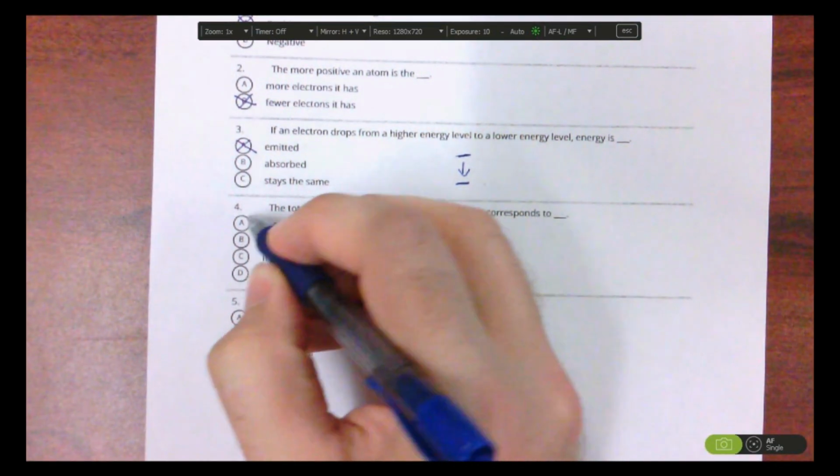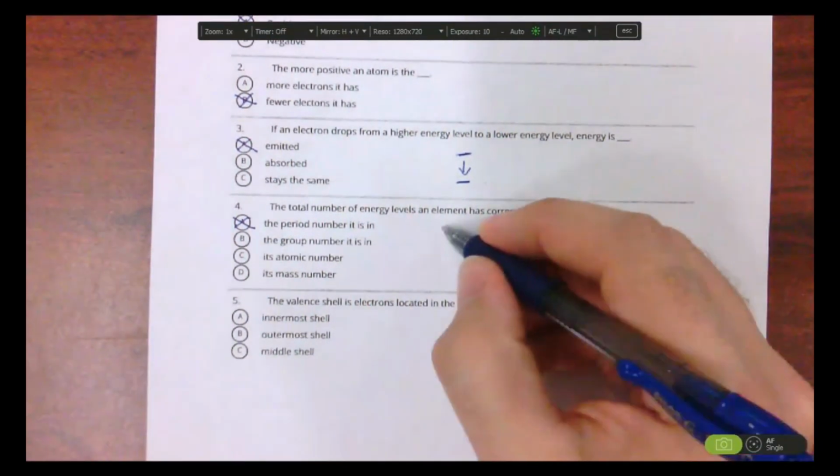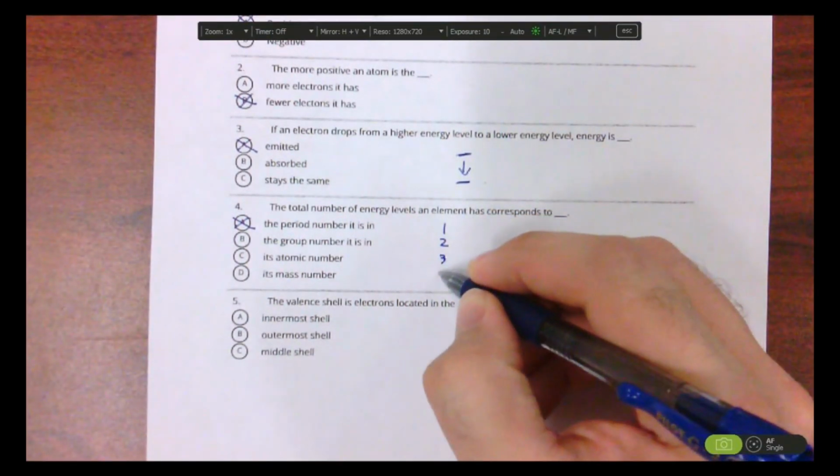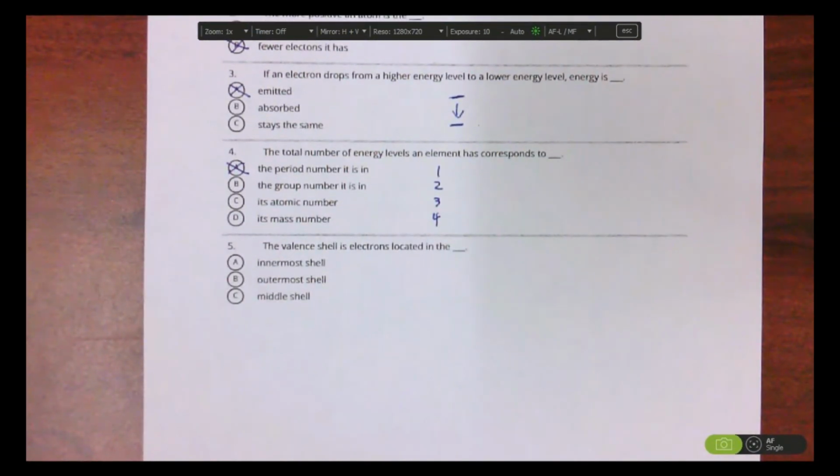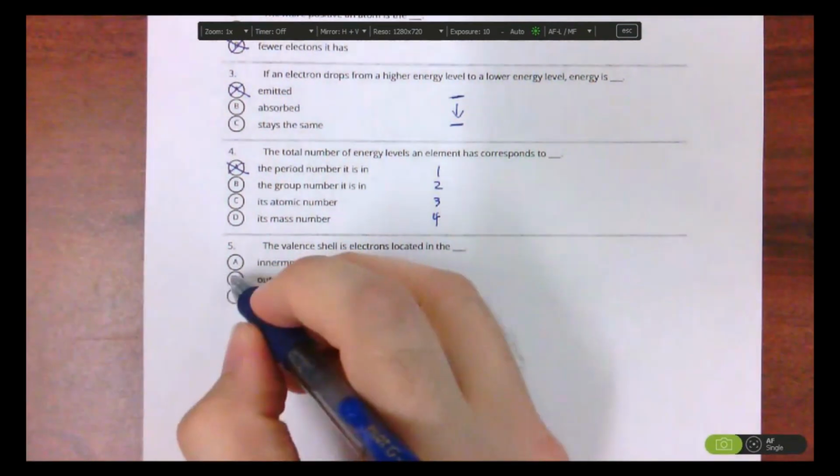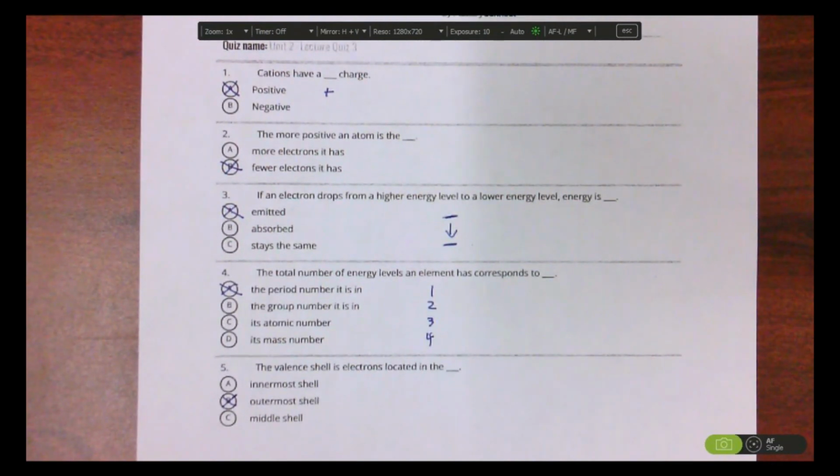The total number of energy levels an element has corresponds to what? The period. If you look on the side of your periodic table, you'll notice all these little numbers going down all the way to 7. Last one, number 5. The valence shell is electrons located in what part? The outermost. And to be honest, that's where all the fun happens. That was the very last thing we did. So these weren't so bad. Y'all, electrons are not too hard to get.